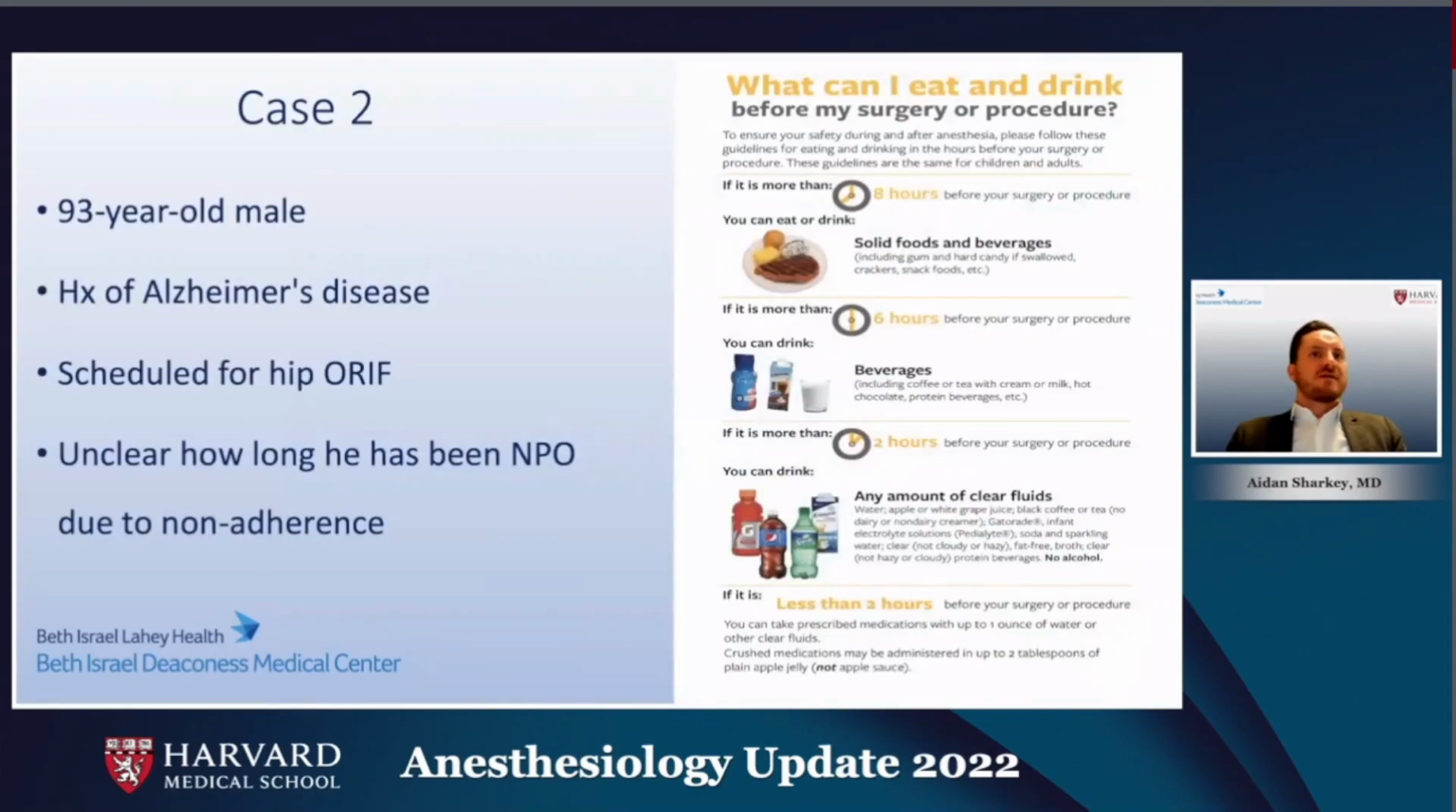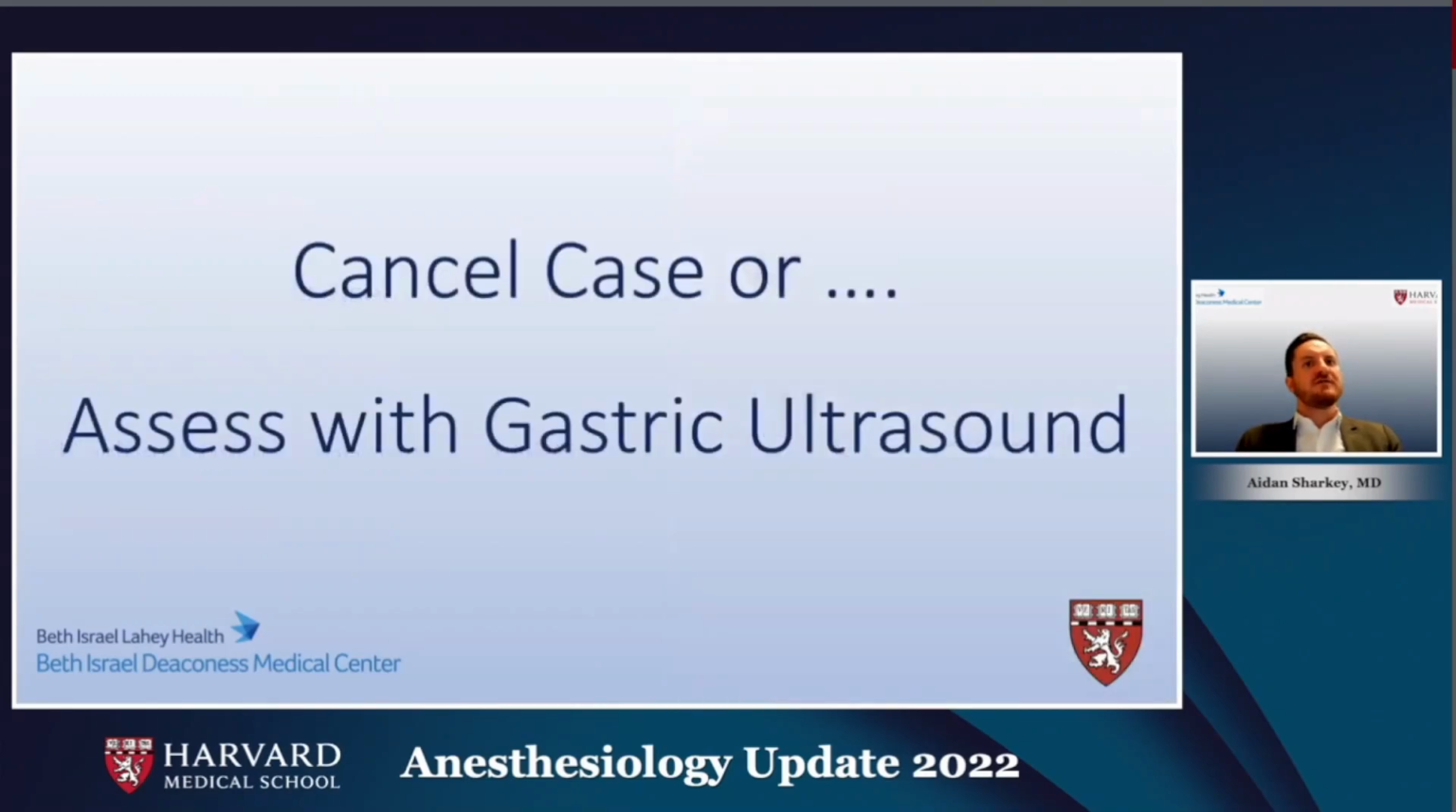Moving on to our second and final case today, this is a 93-year-old male who sustained a hip fracture after a fall and was scheduled for operative repair. The floor nurse looking after him stated that while he was adequately fasted for solids, she thought that he may have drank some liquids recently. So at this stage, we have unclear fasting times for liquids, and the decision is to either cancel or delay the case, or can we make a more objective decision with gastric ultrasound?